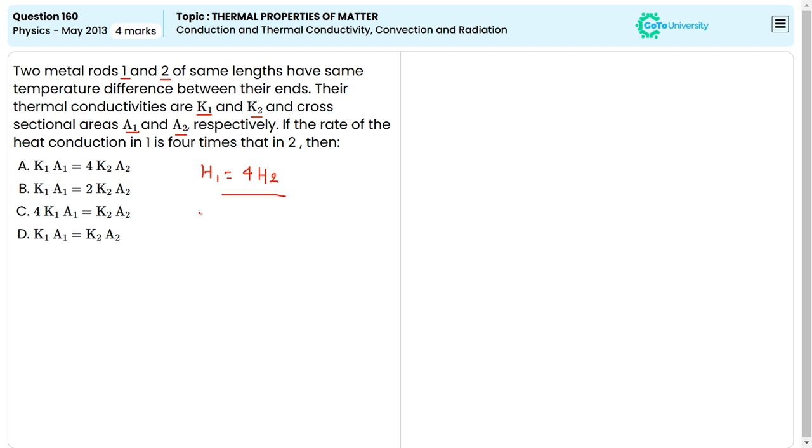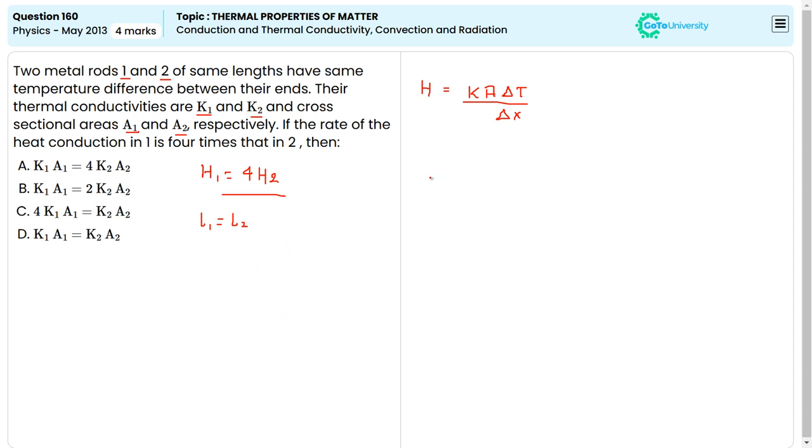This is the data given: L1 is equal to L2 and delta T1 is equal to delta T2. They are given here. We know that the rate of heat flow, H, we can write as K, the thermal conductivity, into area into delta T divided by delta X. And delta T is the same for both the rods and length delta X is also the same.